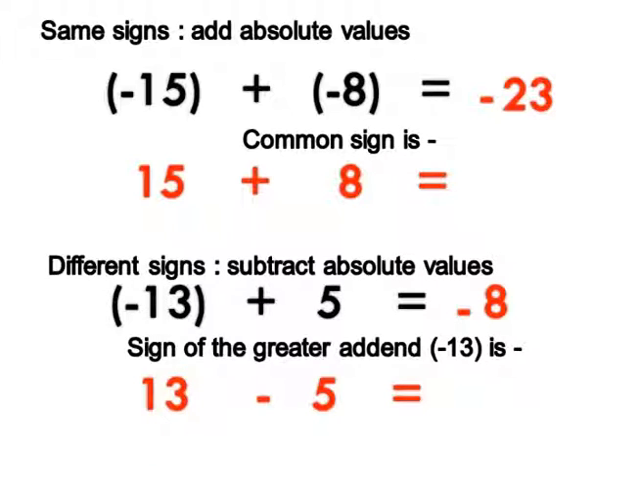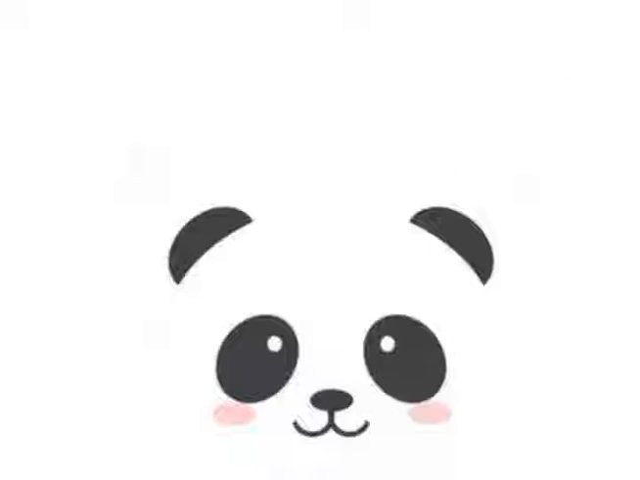Again, the rule for adding same signs is you add the absolute values and copy the common sign. While in different signs, adding integers with different signs, you subtract their absolute values and take the sign of the greater addend.